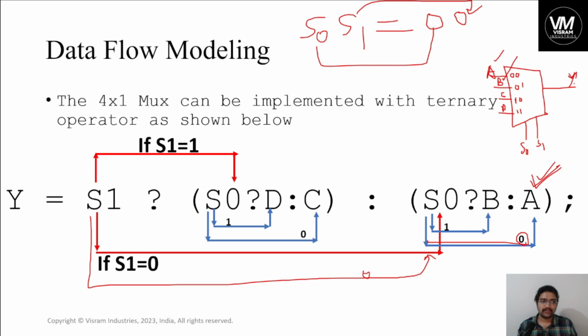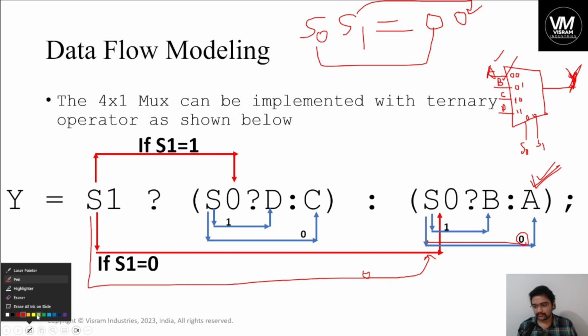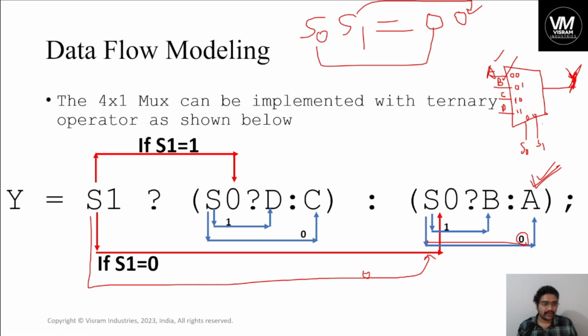So the output is based on the selection input. If it is now 0 0, A is selected. So I'll change it. Now if S0 and S1 are 0 0, then A is selected and whatever the data is there in A is sent to output Y. So it is 0.